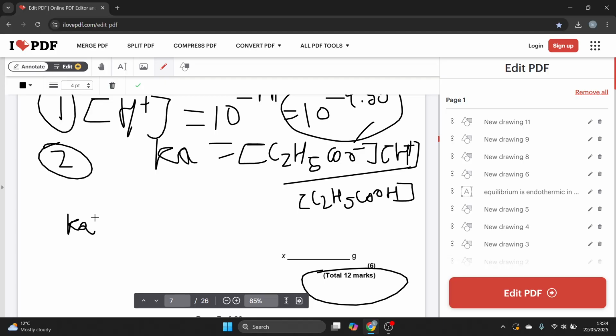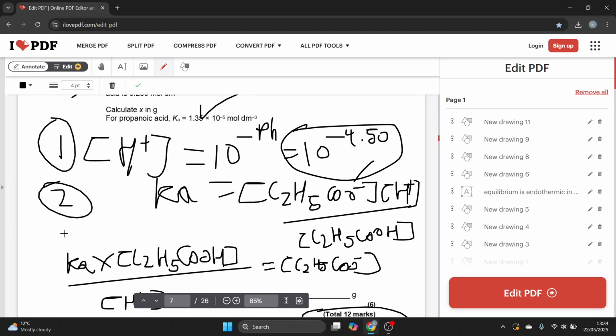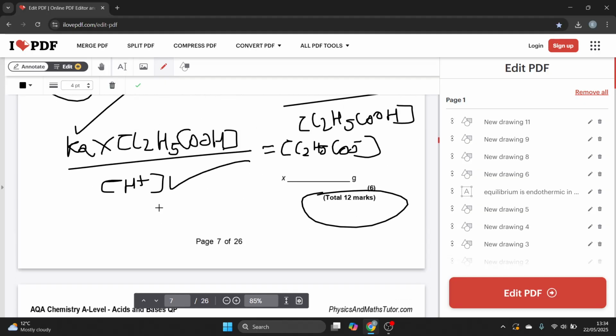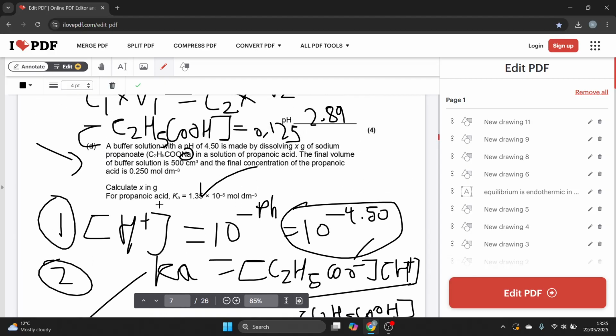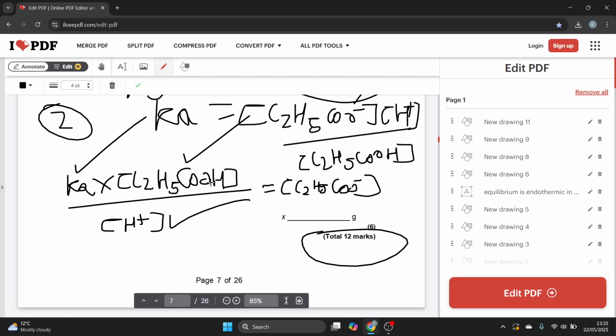So Ka times this, divided by H plus, equals that. Okay, do I know Ka? Yes, I do, so I ticked off the box. Do I know the concentration of H plus? Yes, I do. Ticked off the box. Do I know the concentration of C2H5COOH? Yes, it tells me right here. Ticked off the box. Literally, that's it. That's so easy. It's giving me everything basically.